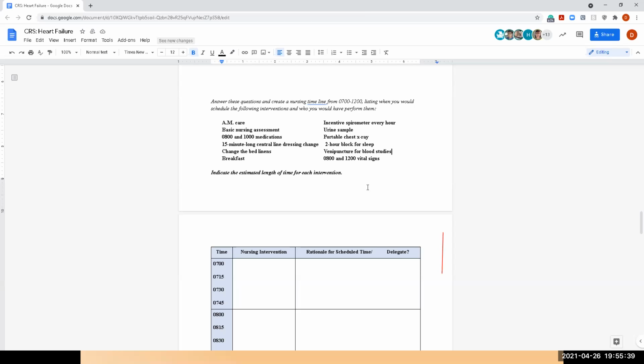As the RN, you're the one that says, no, let's hold off on the portable chest x-ray until 9:30 or 10 o'clock, because he has 10 o'clock meds. We're going to go in there anyways, see if they'll come up and do the chest x-ray then. Do you see what I'm saying?